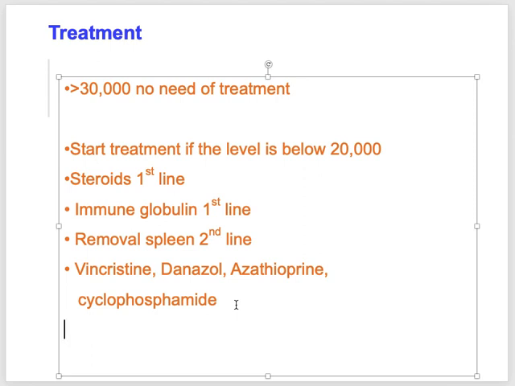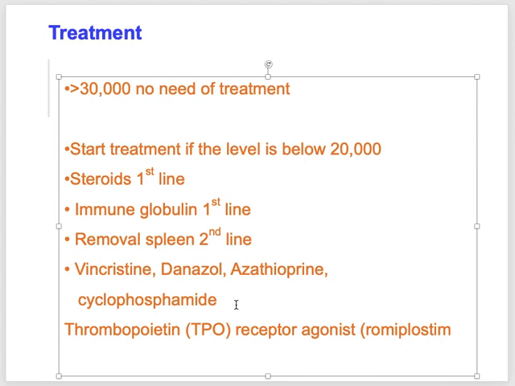For example, one thing is called TPO, or thrombopoietin. Okay, it is also called TPO. So thrombopoietin receptor agonist, sorry, not antagonist, can be used. There's a drug called romiplostim.